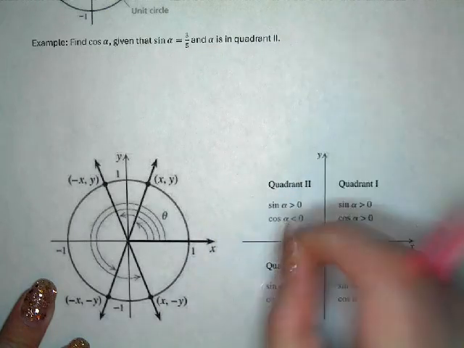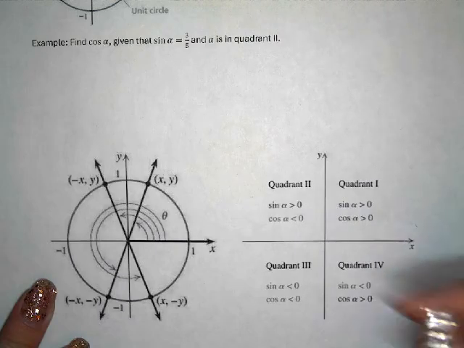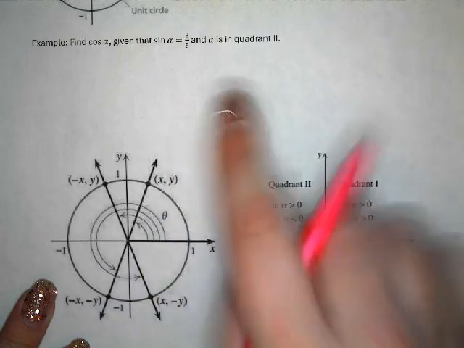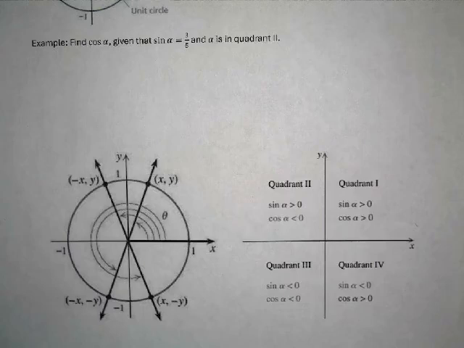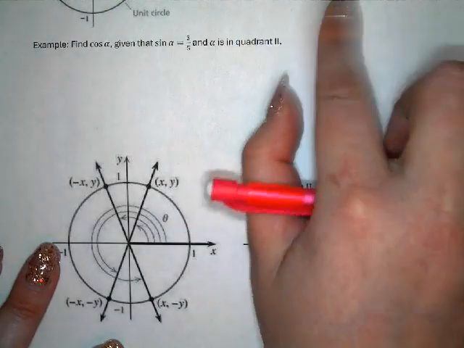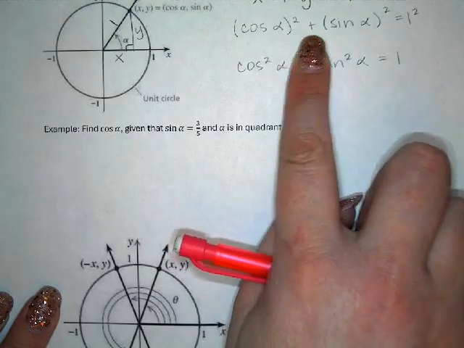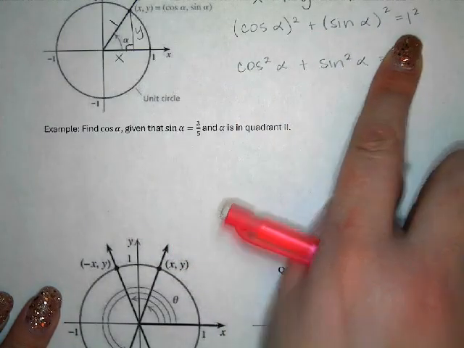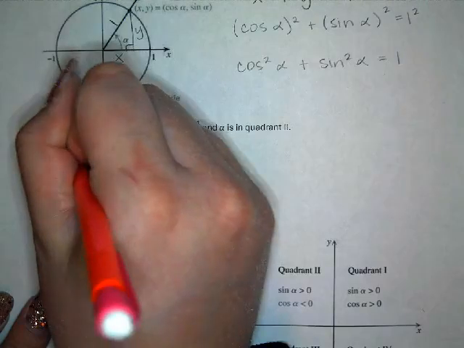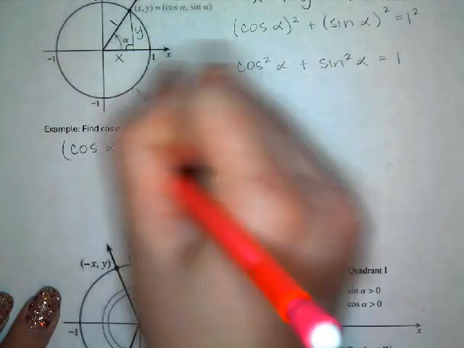So the nice thing here is that we don't have to draw pictures of this if we don't want to. We could draw pictures, but we don't have to. What we can do is use this fundamental identity up here, that cos of the angle squared plus sine of the angle squared equals 1. So I'm going to say cos alpha squared plus sine alpha squared equals 1.